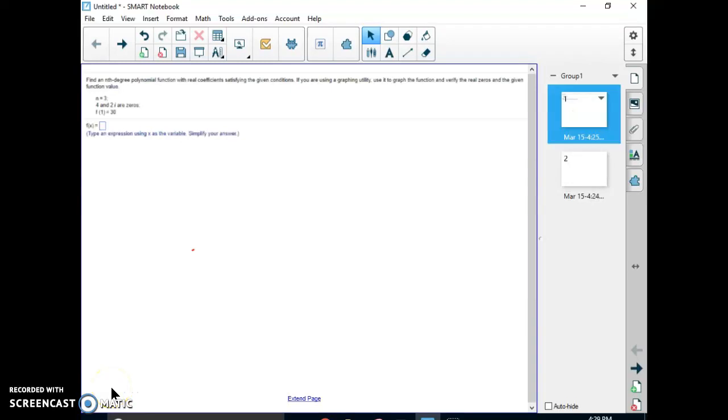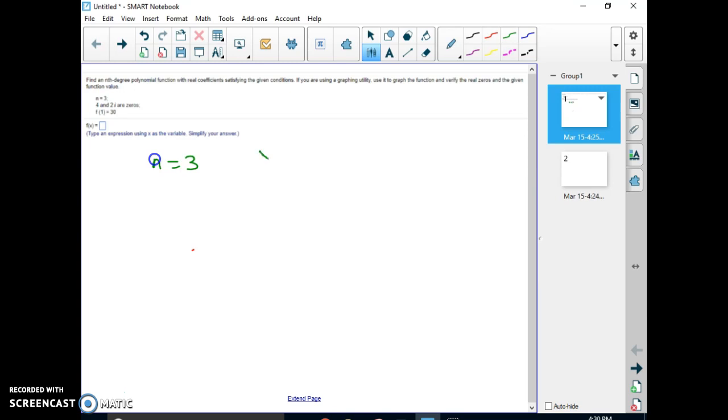All right, this problem says to find the nth degree polynomial function with real coefficients that satisfy the following conditions. And if you're going to use a graphing calculator, you can graph the function and verify that the real zeros are what they state they are, and make sure that you have the function. So for this particular problem, n is the degree of the function. In this case, n equals 3. So it's a third degree function.